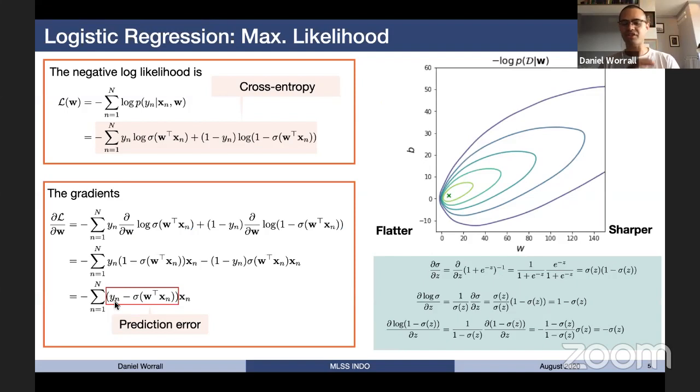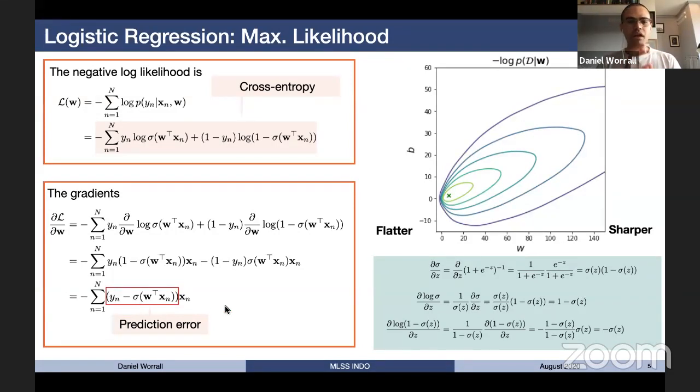And this is y minus that prediction. y is a number which is either 0 or 1. The sigma is a number between 0 and 1. So when y is 1, we want the sigma to be close to 1. When y is 0, we want sigma to be close to 0. And so basically this says how incorrect my predictive model is, and this is what the gradient is.